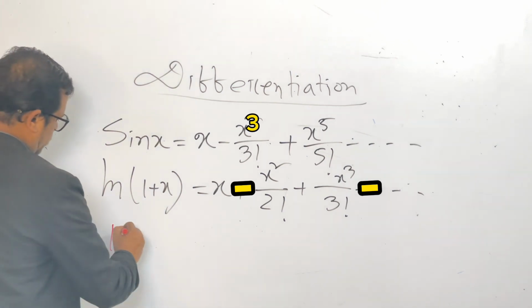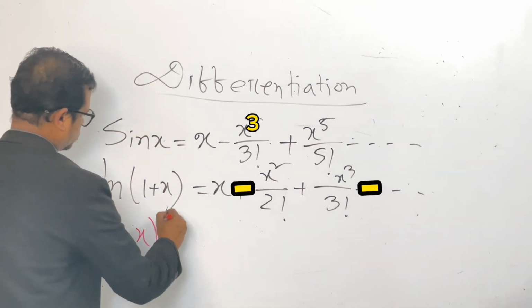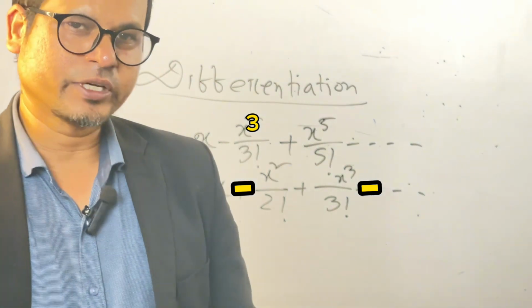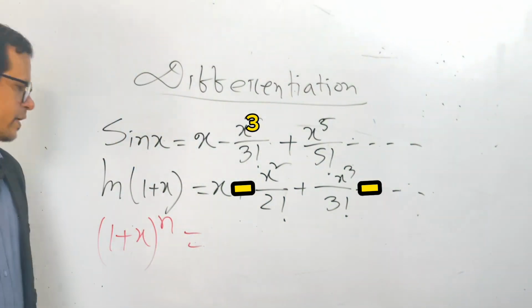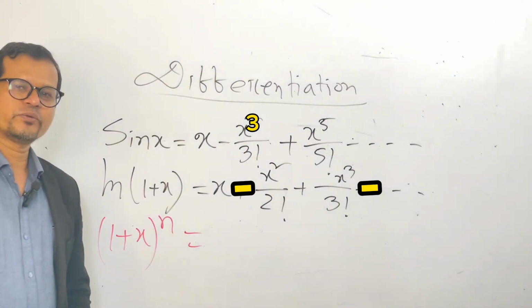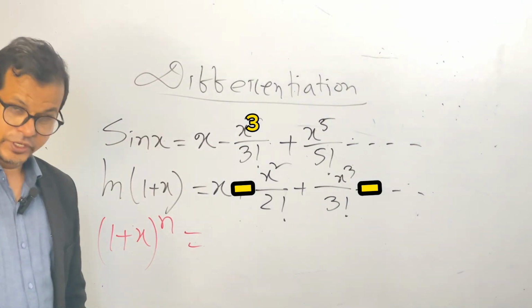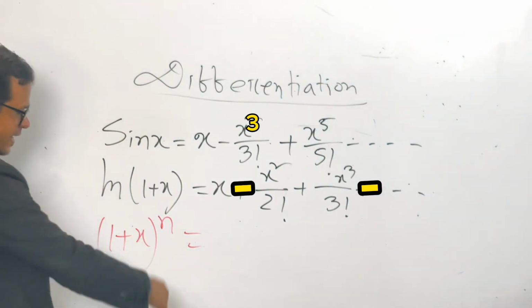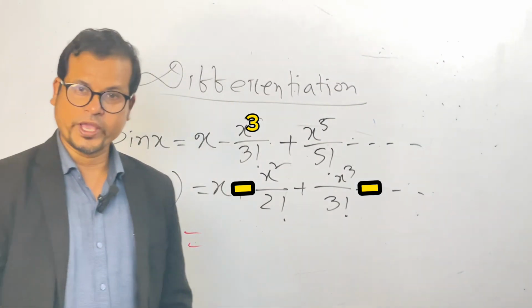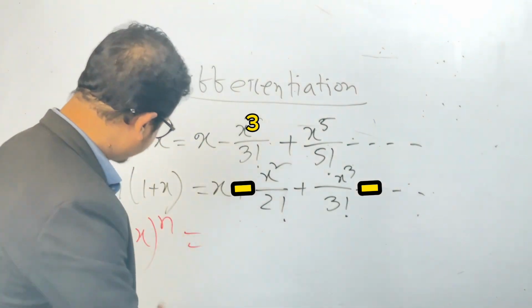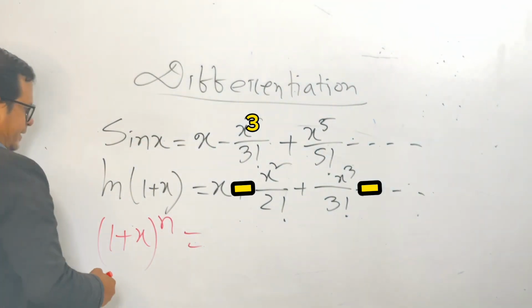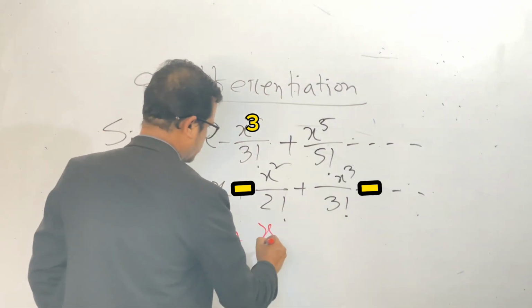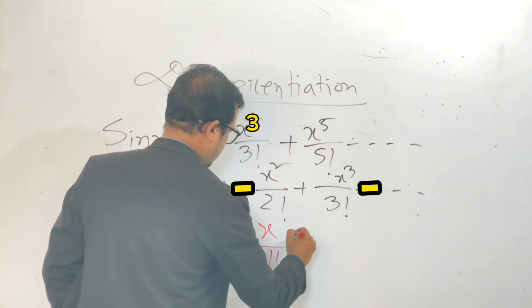And (1 plus x) to the power n. What is the formula? Could anybody tell me what is the series, or what is the formula? How can we expand (1 plus x) to the power n? What is the expansion? Can anybody tell me? It will be like this: 1 plus n x over 1 factorial.